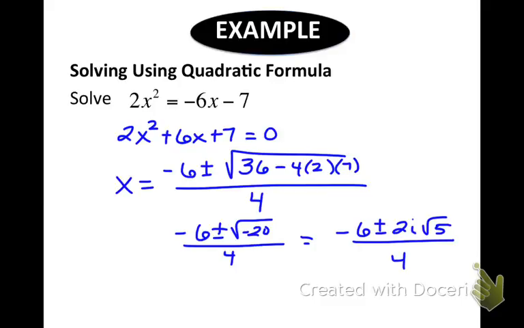We can go even further. Think about separating this. So ignoring this side, what does negative 6 over 4 reduce to? Good, so we have negative 3 halves plus or minus. Ignoring that part, what does 2 over 4 reduce to? 1/2. So 1i square root 5 over 2. You can either leave it separated or together. That's up to you. There's your answer.